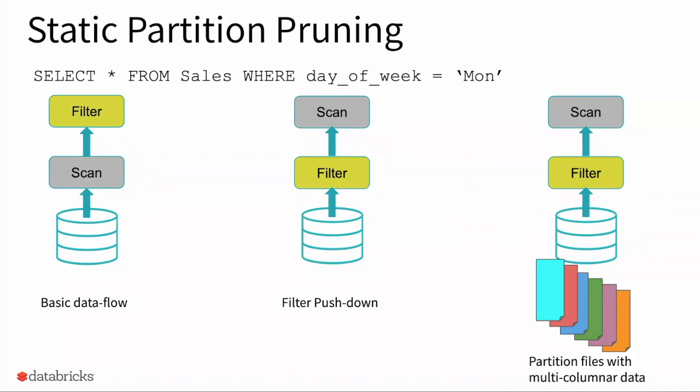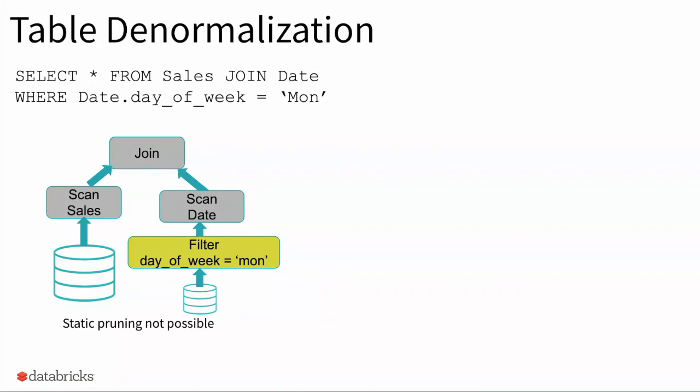However, in reality, data engineers don't just execute a single filter in their queries. The common case is that they have dimensional tables, small tables, that they need to join with a larger fact table. In this case, we can no longer apply static partition pruning, because the filter is on one side of the join, and the table that is more attractive to prune is on the other side of the join. So we have a problem now.